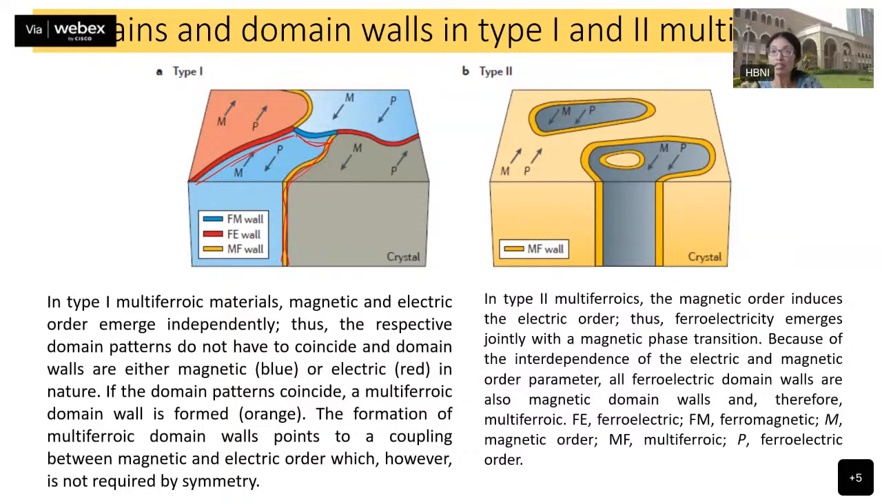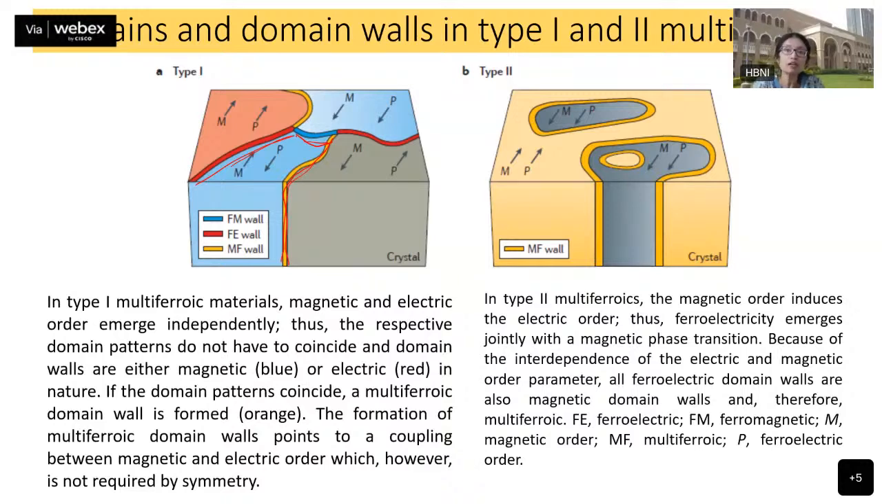Whereas look into what is happening in the case of type 2 multiferroics. Here, a magnetic order induces electric order. Thus, ferroelectricity emerges jointly with a magnetic phase transition, and so there is an interdependence between the electric and the magnetic order. So all ferroelectric domain walls are also magnetic domain walls. In the case of a type 2 system, all the domain walls are basically multiferroic. So this is the difference.